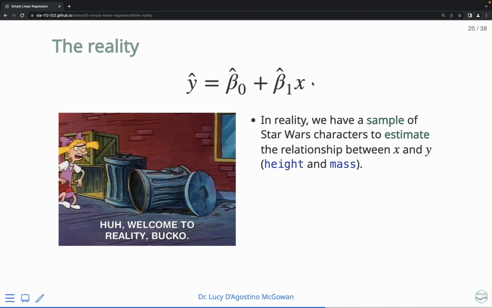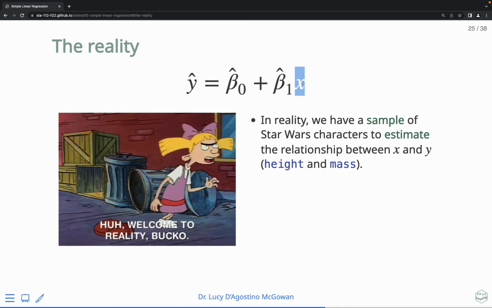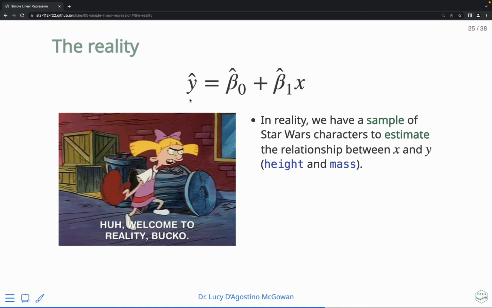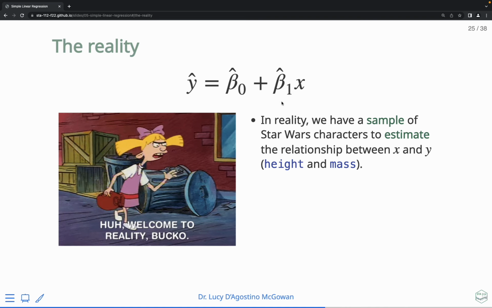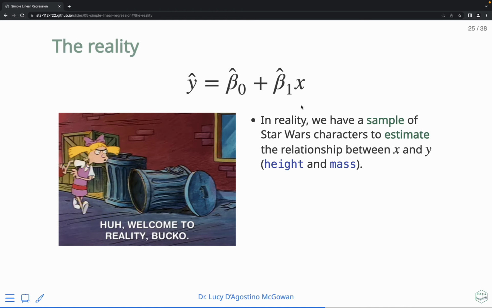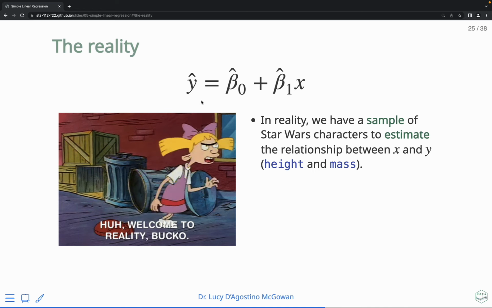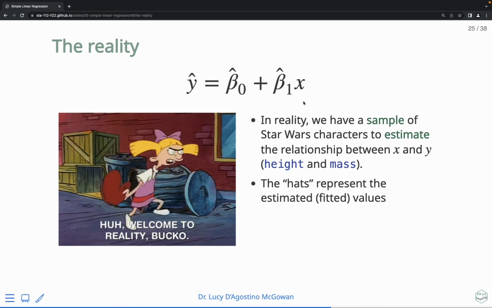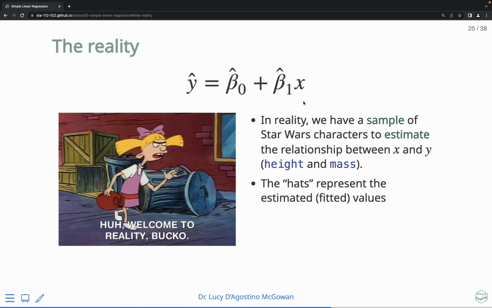And so you'll notice x doesn't have a hat, and that's because that is the true observed value of x that we're using. But everything else has a hat because it's an estimate. And so we're basically estimating what we think those beta parameters are in the true population using our observed data to get an estimated value for y, or what we would guess the mass is based on that height. And so those hats represent estimated or fitted values.